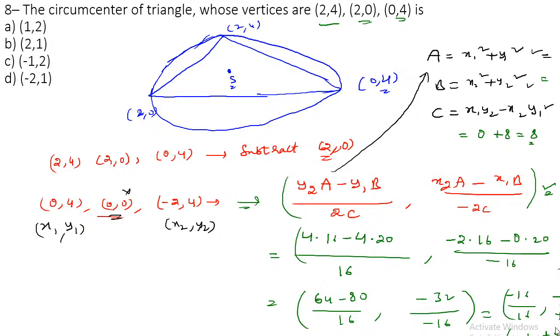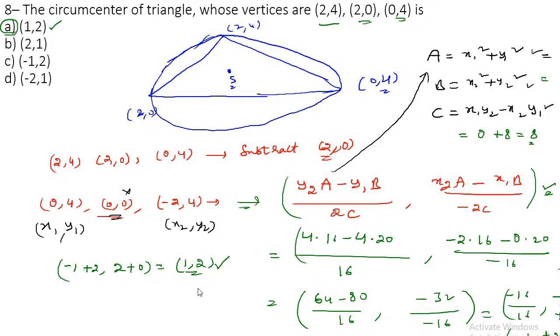Minus 1 comma 2. But this is not the circumcenter, because we subtracted 2 comma 0. So now we need to add this 2 comma 0 to this answer. So minus 1 plus 2 comma 2 plus 0. Now this is equal to 1 comma 2. So option A is the correct answer.